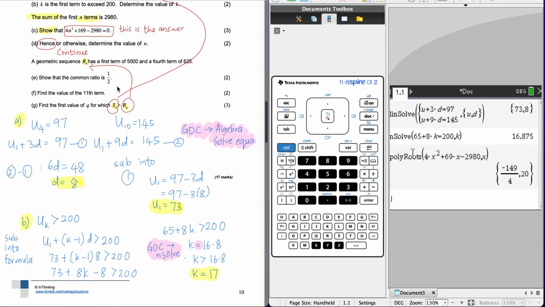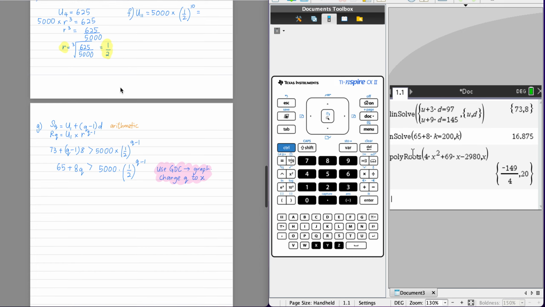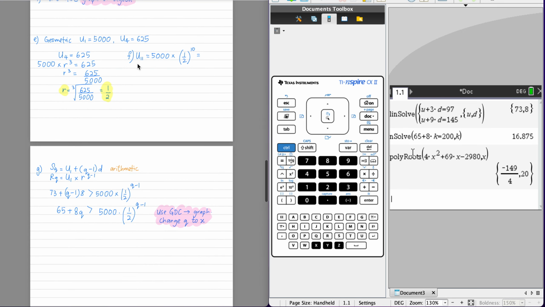Okay, and the next part, find the value of the 11th term. Quite straightforward, so it means u11. This kind of question is quite helpful because they give the first term 5000 and somehow they give the common ratio half. For E we need to show we get half, and if we did not, we can still use that and still get F correct. u11 is 5000 times half to the power of 11 minus 1, which is 10.